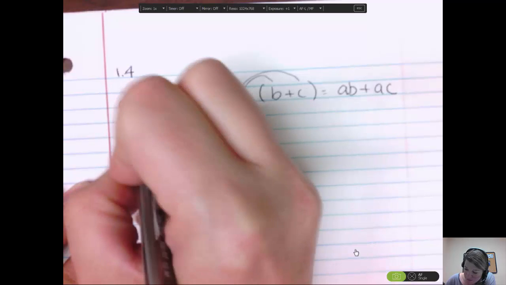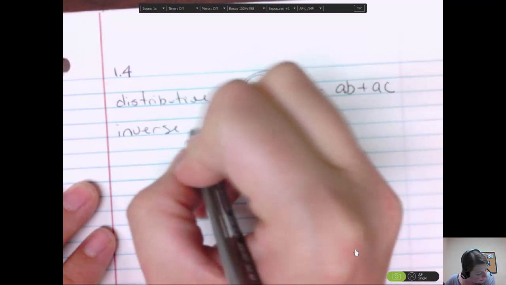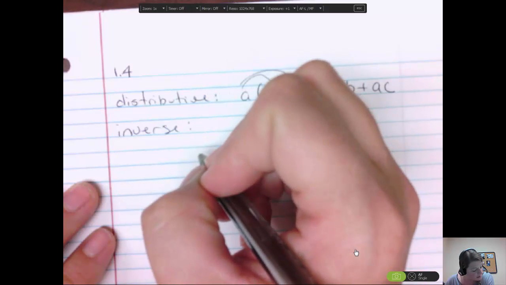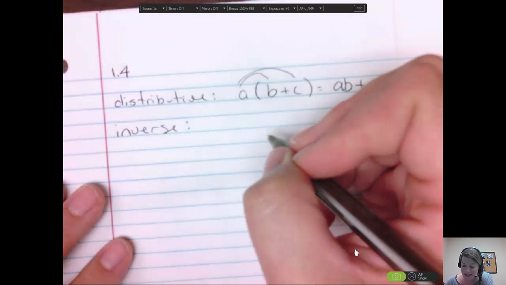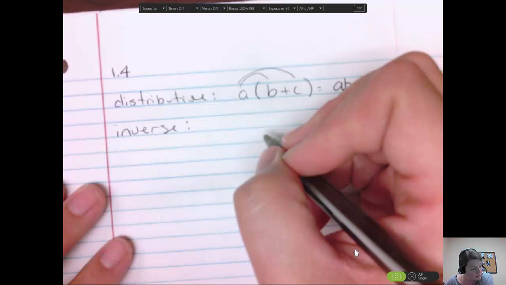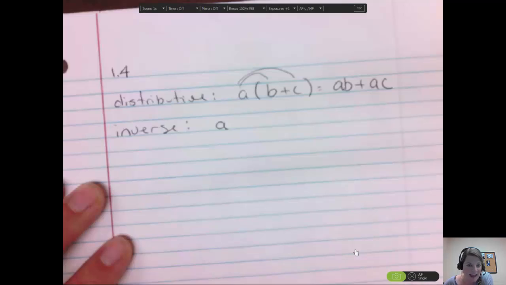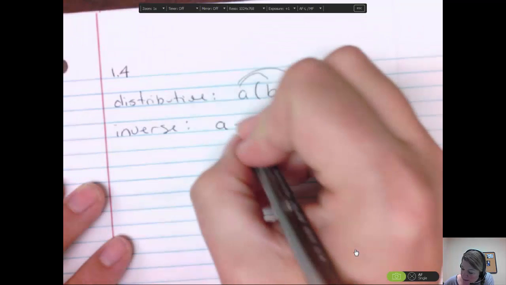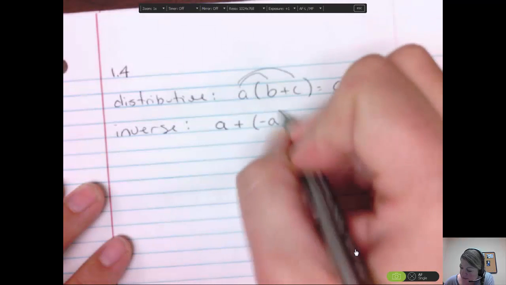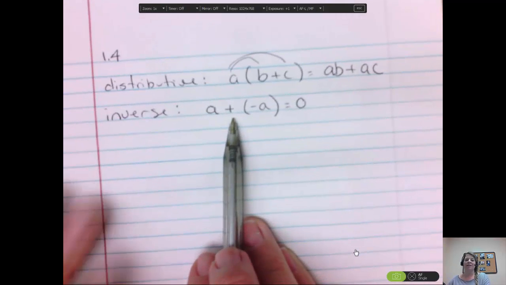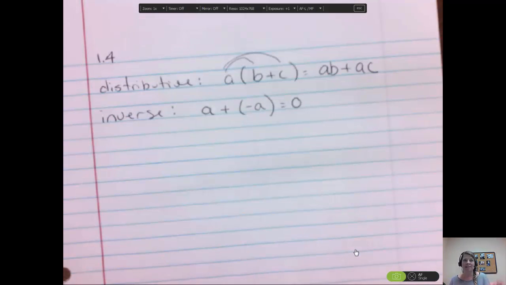What if I have the inverse property? This one's usually the inverse property of addition. If I have a number like a and I add to it its additive inverse, I'm going to get 0. This is the inverse property of addition. If I have 2 and I add to it -2, I get 0. If I have -7 and I add 7, I get 0. These are the inverse property.